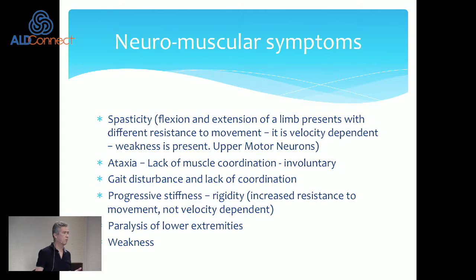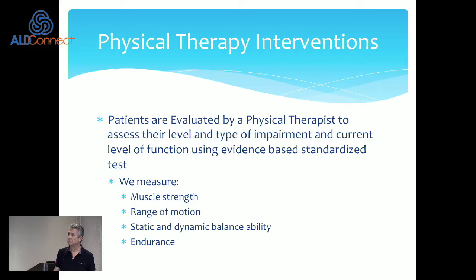Progressive stiffness is another thing that we start looking at, especially on the arms and elbows, shoulders, knees, and ankles. And it differentiates from spasticity in that there is no velocity dependency on it. So if you're going to move the limb, it's going to be stiff in any direction. Paralysis of the lower extremities and overall generalized weakness. So when we are going to evaluate the patient, then we're going to take a look at the muscle strength.